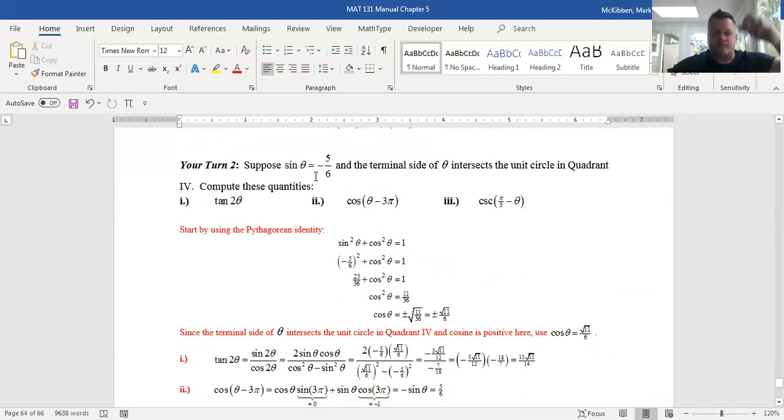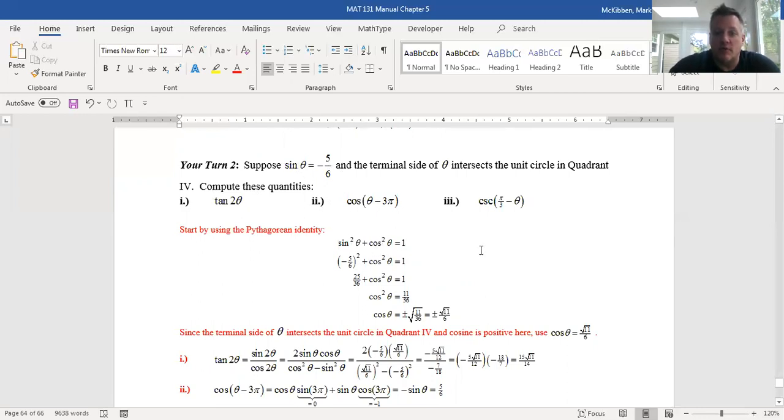Okay, so we know that suppose the sine of theta is minus 5 over 6, and suppose the theta's terminal side now is in quadrant 4, right? So in quadrant 4, remember the cosine is positive. Before I start computing these quantities, what I want is to find the cosine of theta, because I'm going to need them both.